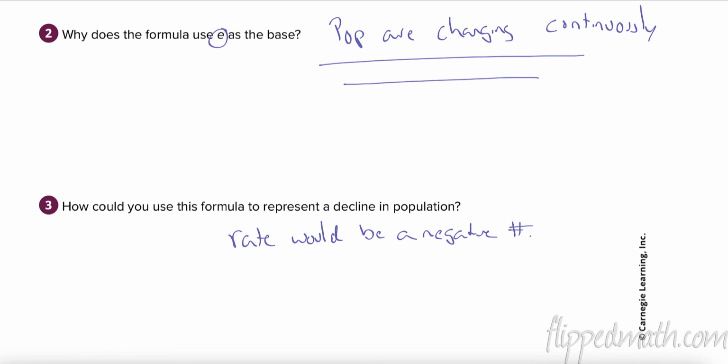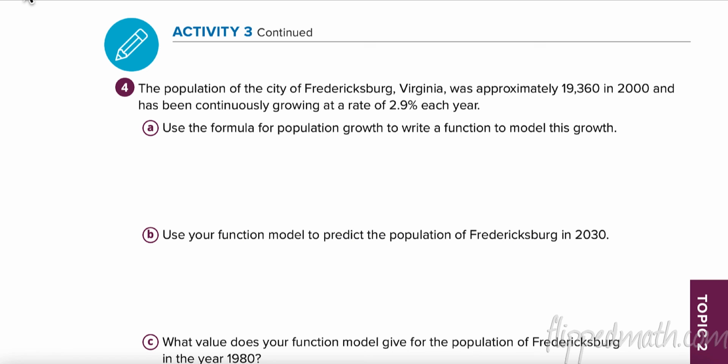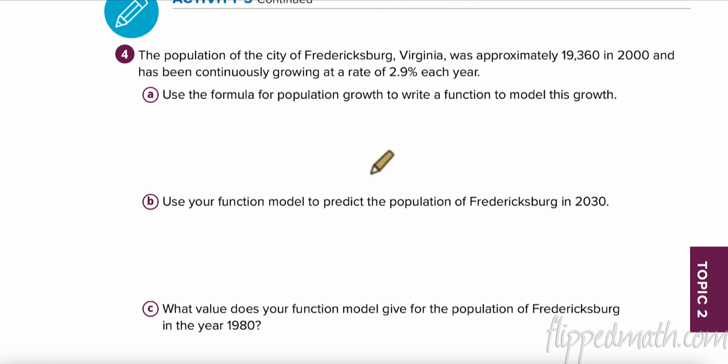So let's try it. Let's go to 585. We're going to do number 4 here together. Use the formula for population, we will write a function of this model. So Fredericksburg has this much to start. That's our N sub 0. And it has been continuously growing. Here's our rate, so that's 0.029. Let's plug it in. So N of t equals 1,900,360 e to the 0.029t. t is the number of years. e is 2.718. So there's our formula.